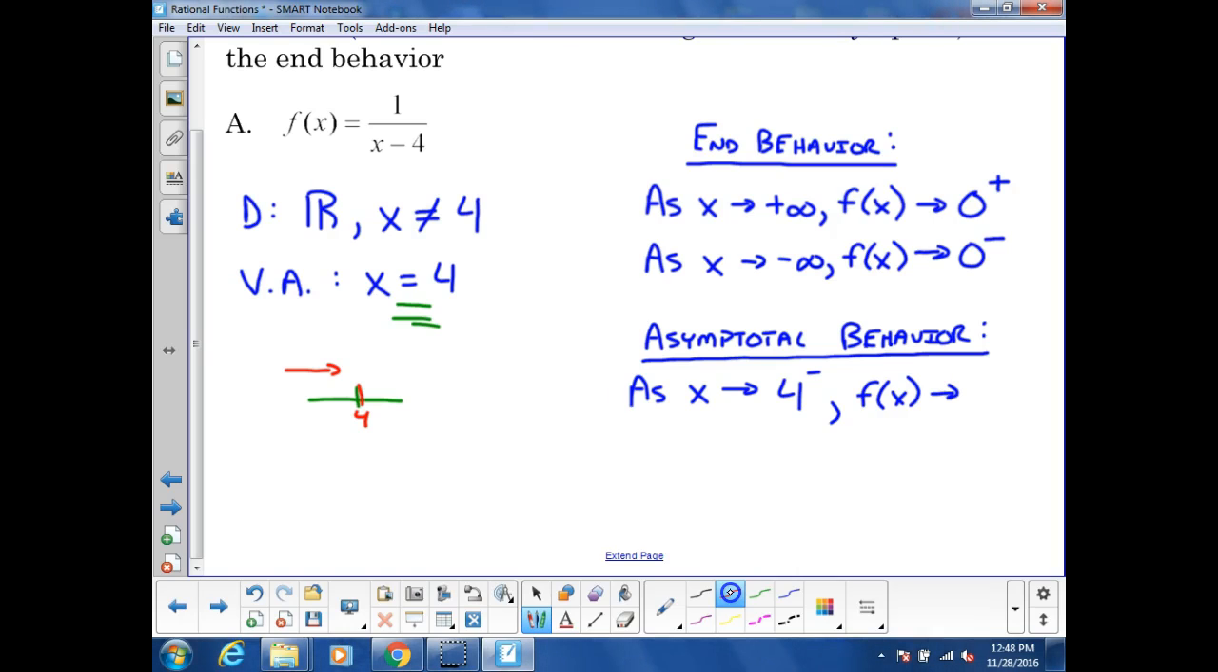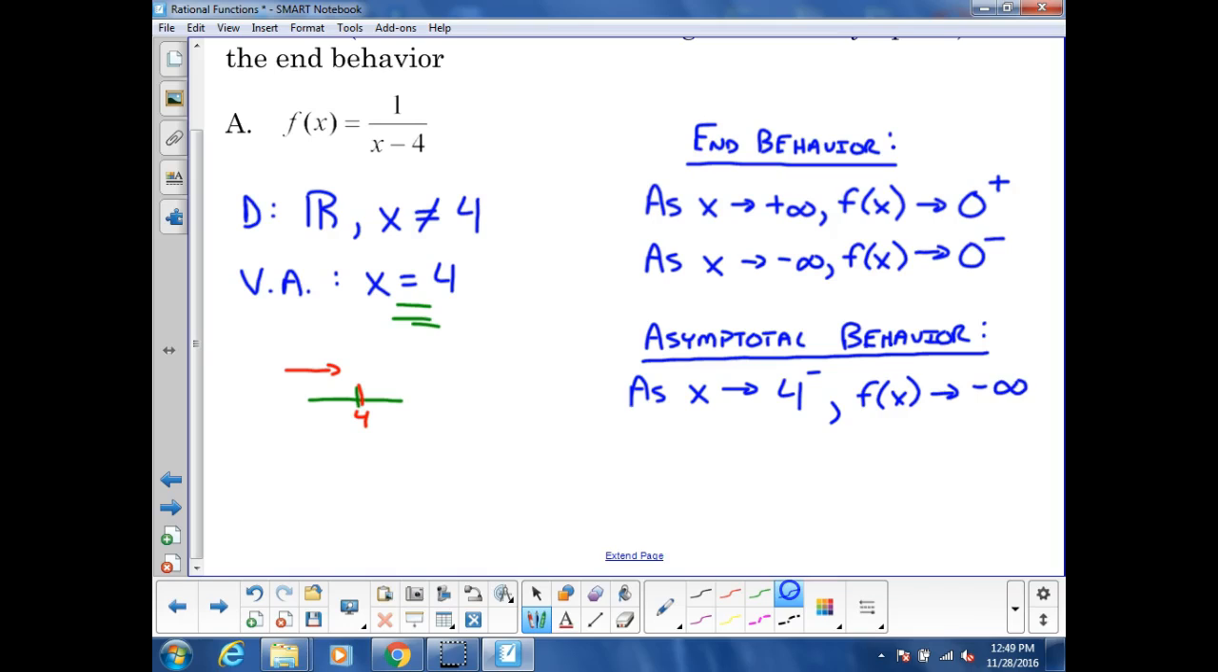3.9 minus 4 is going to be a small number, but what kind of small number? It's going to be negative. Okay, because it's 3.9 minus 4. So positive 1 divided by a negative small number is going to be negative, right? And it's going to go to negative infinity.